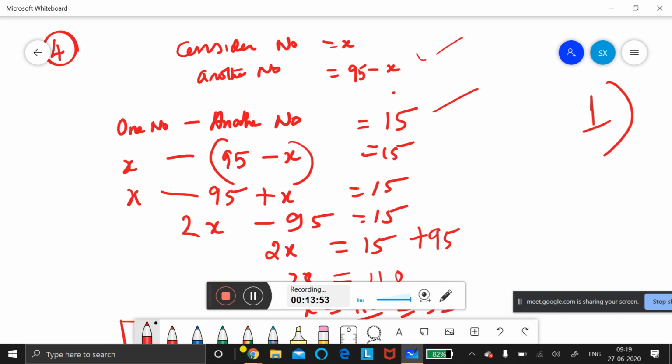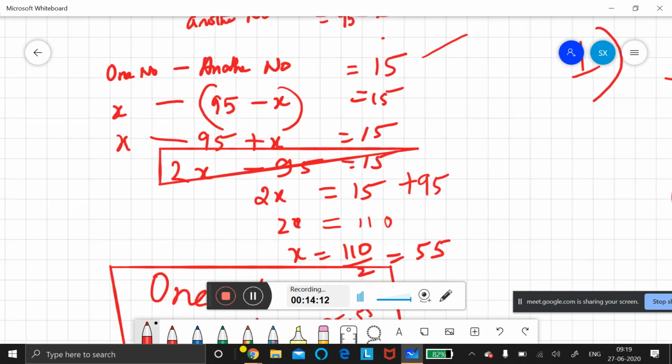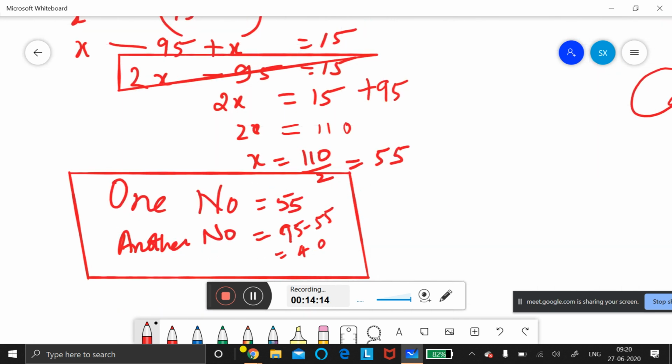Remember, if a binomial subtraction is outside, remove the bracket. First put the bracket and remove it by multiplying. Minus into plus is minus, minus into minus is plus. Like that you remove it. Make a standard equation, this is mx plus c. Like this you make a standard equation, then you find x, and then you write the final conclusion statement like this.